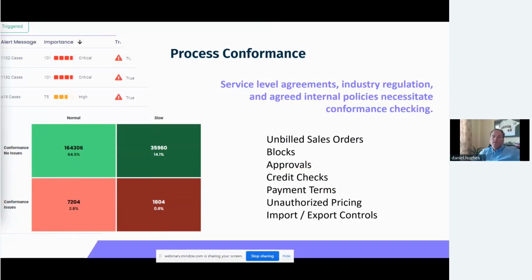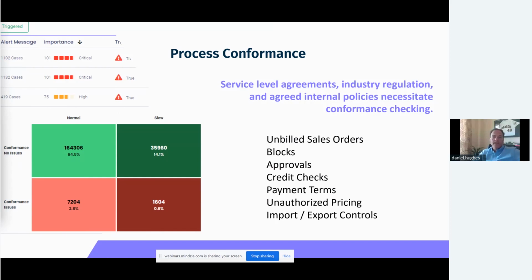Then process conformance, right? We know that there's an ideal way to execute the order to cash process. We know that there are service level agreements, there are regulations, there are internal policies that mean you need to check the conformance of the way your process is executed. Process mining allows you to set the ideal process, or what we call the happy path, and then compare every case or every order against what you've deemed as a conforming process.